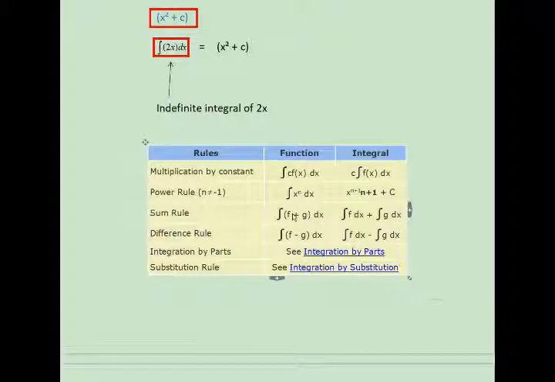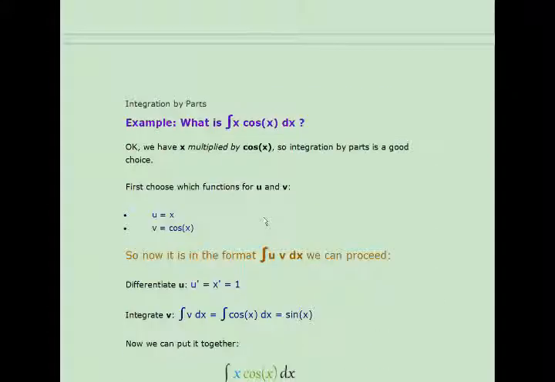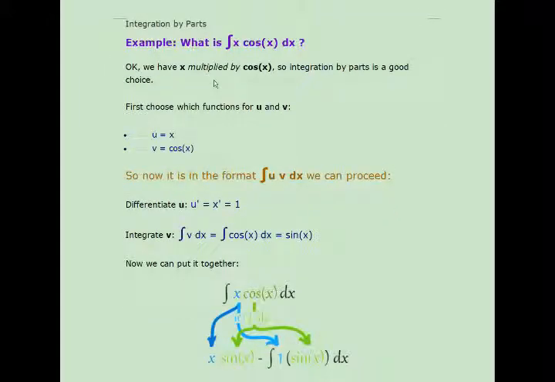The sum and difference rules are the same, because you just need to split the function into two. For example, you have two functions, f plus g, and you just split into two. The first one is the integration of f plus the integration of g.